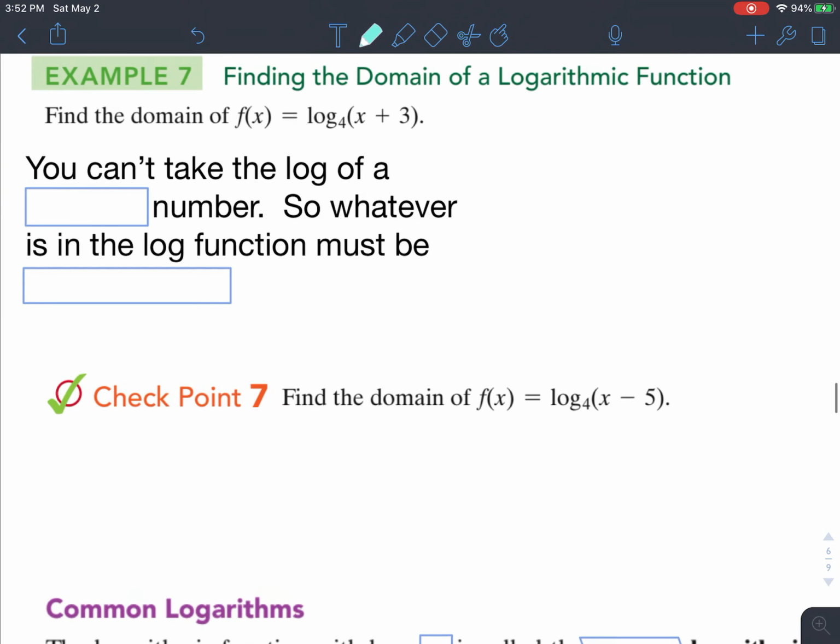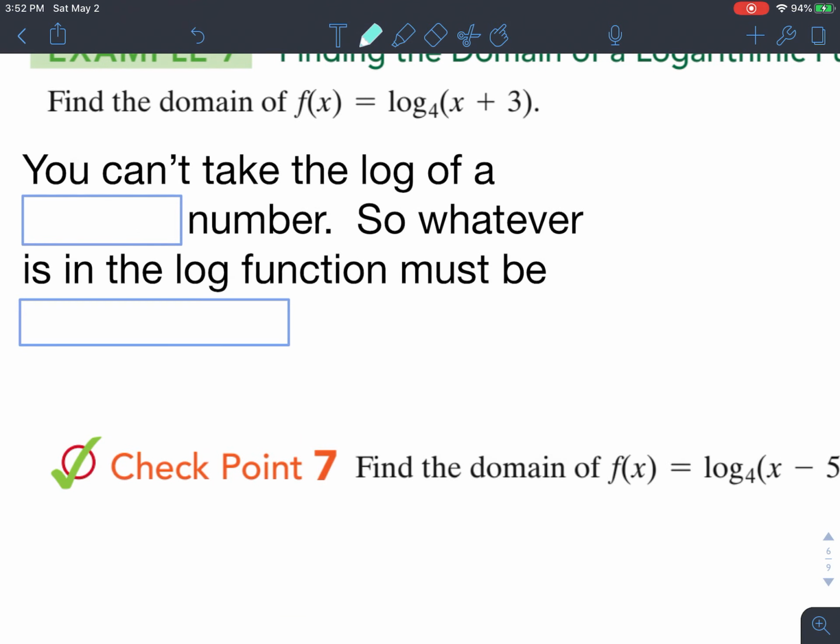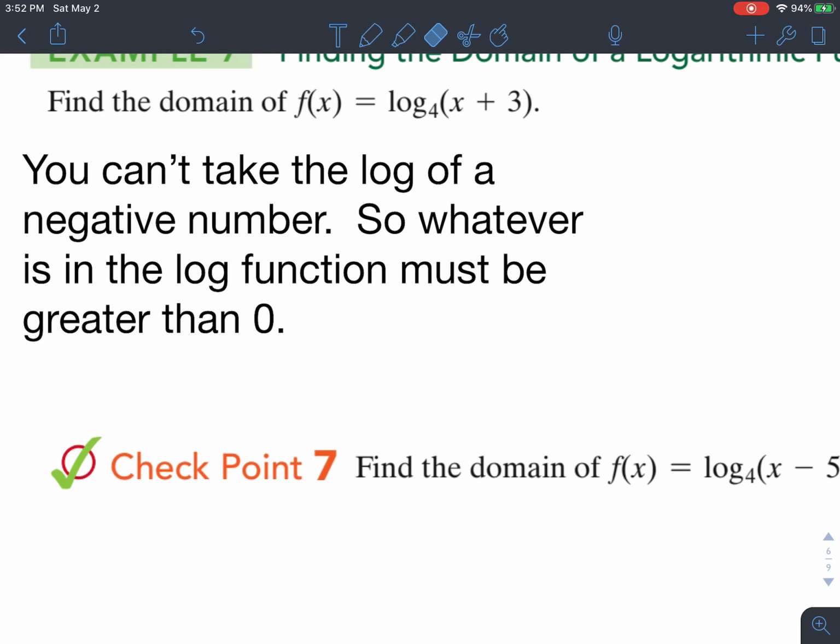Okay, finding the domain of a logarithmic function. Okay, basically, you can't take the log of a negative number. So whatever is in the log function must be greater than 0. You can't take the log of a negative number, and you can't take the log of 0. That's it. So if you want to find the domain of a log function, take whatever is in the log function, that's the argument, and say that has to be greater than 0. And then solve it, and we get x is greater than negative 3. That's the domain. That's it.